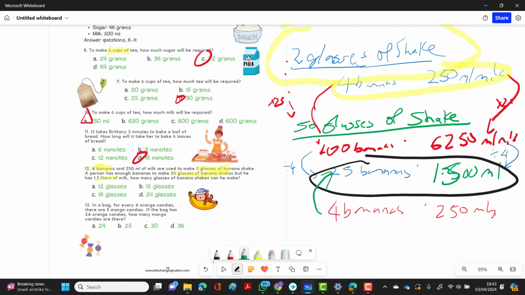To get to here, you times by 6 roughly, and this is for 2 glasses. So you times that by 6. That will give you 12 glasses. So 2 glasses need 4 bananas and 250 milliliters. If you times everything by 6, you can use 25 bananas with 1,500 milliliters, and then you'll have 12 glasses made. So the answer is 12.